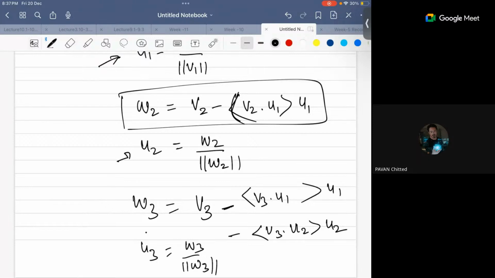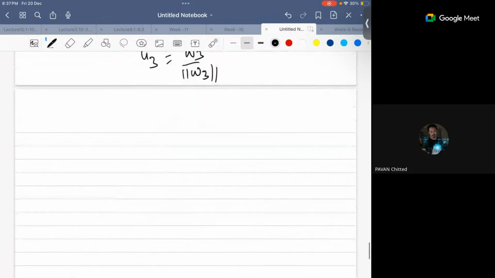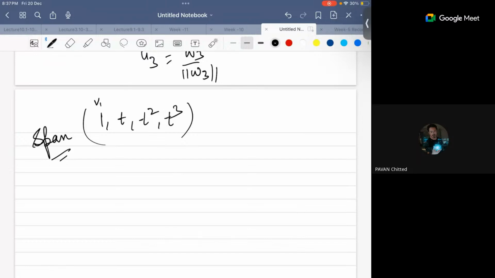This is clear to everyone? So this was for vectors. Similarly, you can be asked for signals also. You can be given, for example, 1, t, t squared, t cubed, something like that. These are the span of these vectors, so you can treat them as vectors v1, v2, v3, v4, and now you have to get an orthonormal basis. The same method you will be using. Is this clear to everyone or not?